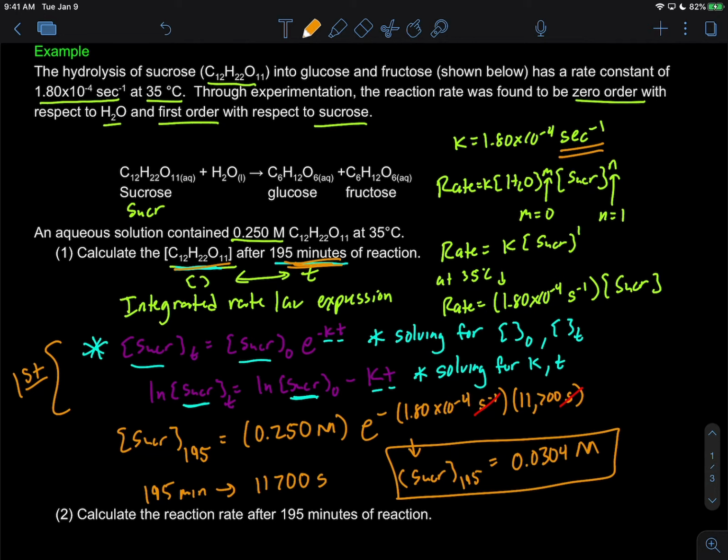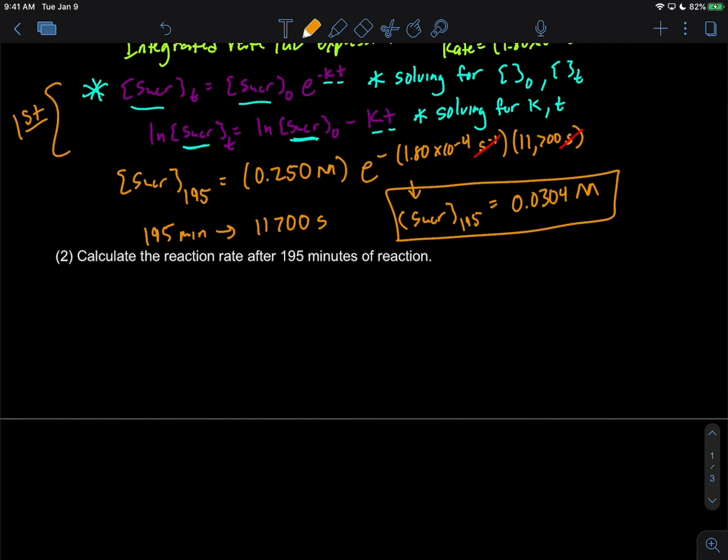Now next, we want to calculate question 2, the reaction rate after 195 minutes of reaction. Well, now we're looking at rate, and we're looking at after that amount of time, which is going to correspond to a specific concentration. Because now our concentration after 195 minutes is our 0.0304 molarity.